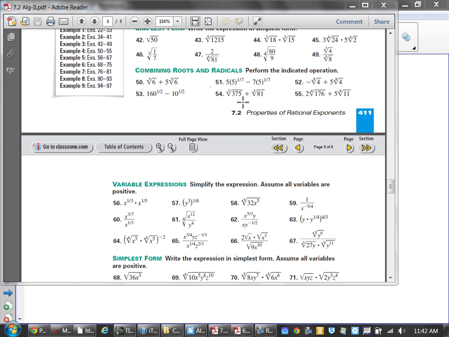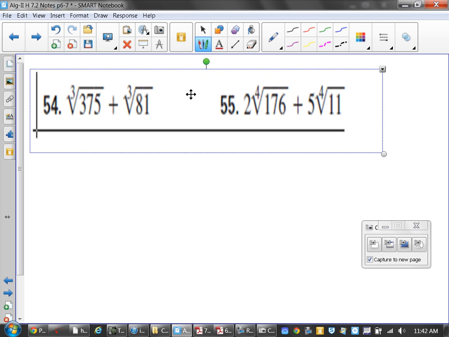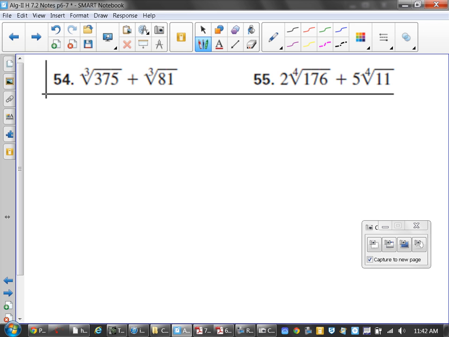Wow. Hold up, hold up. So look at these two. Same basic idea here, guys. You have to try and get them into a common base, so you want to simplify them. If I'm looking at 54, I've got the cube root of 375 and the cube root of 81. I could probably figure out the cube root of 81 more easily. 81 is 3 to the 4th power. Do you agree? So what's 3 to the 3rd power? 27. So this is the cube root of 27 times the cube root of 3.